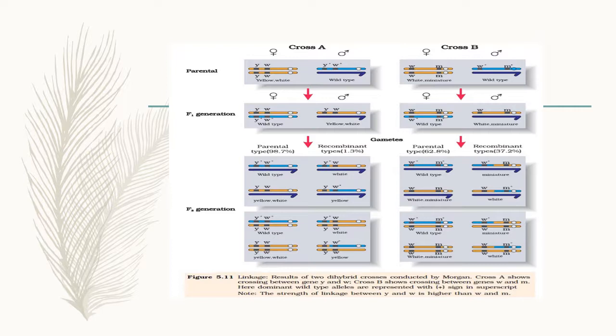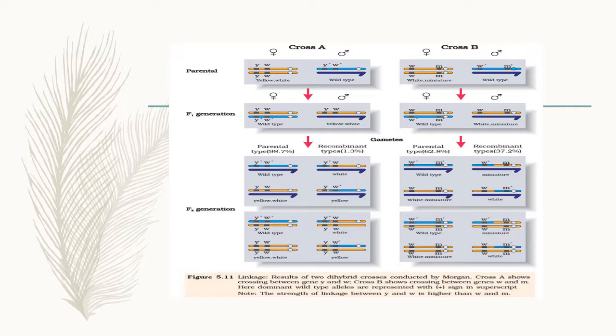This is the exact diagram of the NCERT, which is representing the linkage and the recombination results of the two dihybrid crosses conducted by Morgan: cross A between genes Y and W, and cross B showing the crossing between genes W and M. Now here the dominant wild type alleles are represented with the plus sign as superscript, and the mutant with the minus sign. Just go through it, the recombination is 1.3% and the recombination is 37.2%.